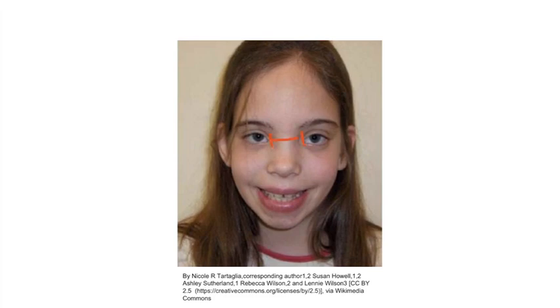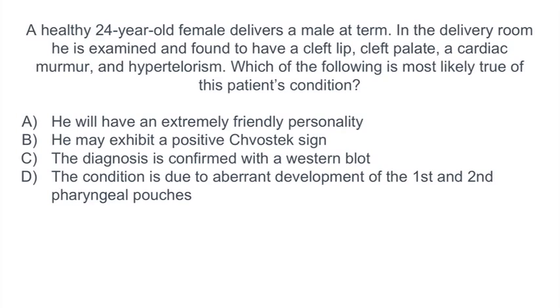Okay, let's do a question. A healthy 24-year-old female delivers a male at term. In the delivery room, he is examined and found to have a cleft lip, cleft palate, a cardiac murmur, and hypertelorism. Which of the following is most likely true of this patient's condition? A. He will have an extremely friendly personality. B. He may exhibit a positive Chvostek sign. C. The diagnosis is confirmed with a Western blot. Or D. The condition is due to aberrant development of the 1st and 2nd pharyngeal pouches.